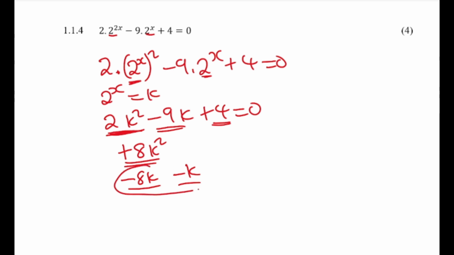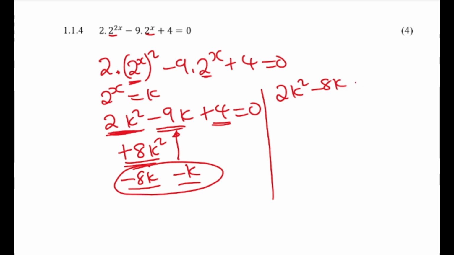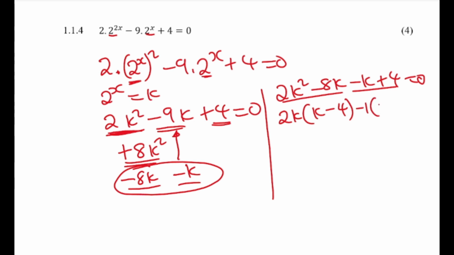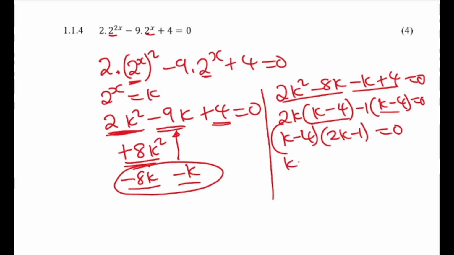And then what you do, replace the negative 9k by these two. So it becomes 2k squared minus 8k minus k plus 4 is equal to 0. Then you factorize by grouping in pairs. The first pair, the highest common factor is 2k. Factor out 2k, and then it becomes k minus 4. And then the last pair, factor out negative 1 so that you have a common bracket. So it becomes k minus 4 there is equal to 0. So we have k minus 4, factor it out since it is a common bracket, and then you have 2k minus 1 is equal to 0. So meaning that k is equal to 4 or k is equal to 1 over 2.